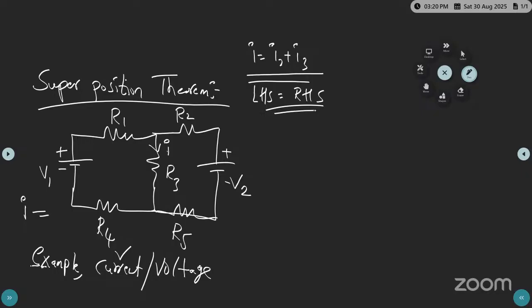For the given problem, you find out current in R3 by using mesh analysis. In mesh analysis, what is the current in R3 generally? I1 minus I2. You find out that one.